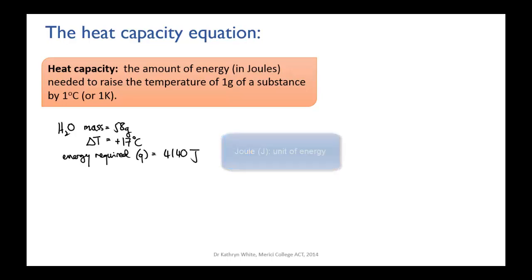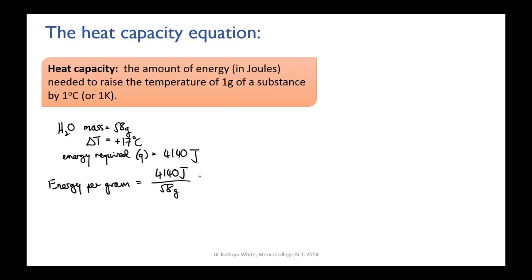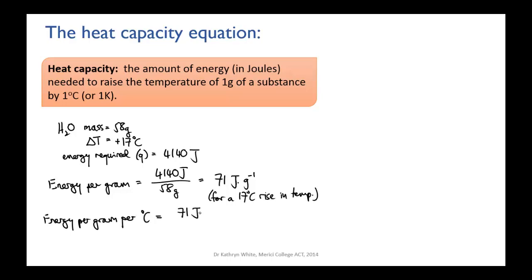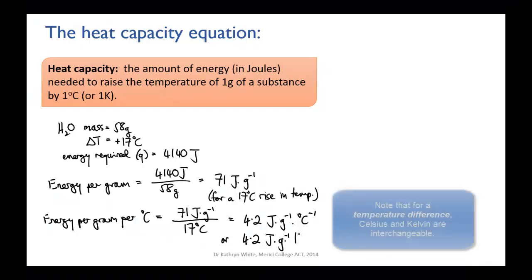Well then, you used 4,140 joules, that's the amount of heat that went in, but you had 58 grams of water instead of 1 gram of water. So we just divide the 4,140 joules by 58 to find out how much heat was used for each gram of water. That gives us 71 joules per gram. Okay, but then the temperature rose by 17 degrees Celsius instead of 1 degree Celsius, so we need to divide that value again by 17 to find out how much energy was used for each degree that the temperature rose. And that gives us 4.2 joules per gram per degree Celsius. And that's the heat capacity of water.